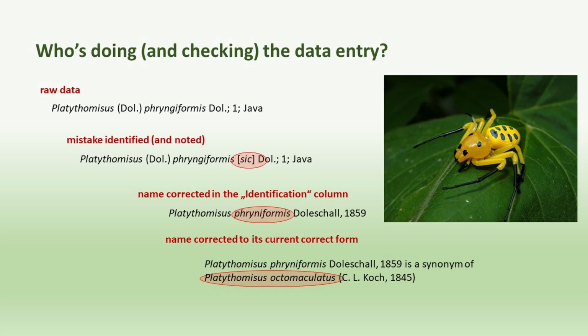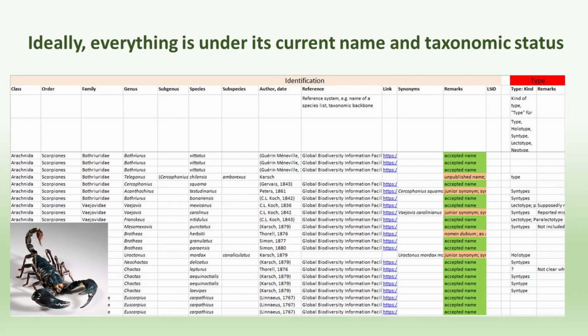Now, in an ideal world, you end up with something like this. Here's some scorpions from our collection, where everything is hopefully now under its correct current name. They're all marked here in green as the accepted name. We've also marked here names that are problematic, that they're junior synonyms or they're maybe nomina dubia. So we now have a pretty good overview of all of those species and their current taxonomic status.